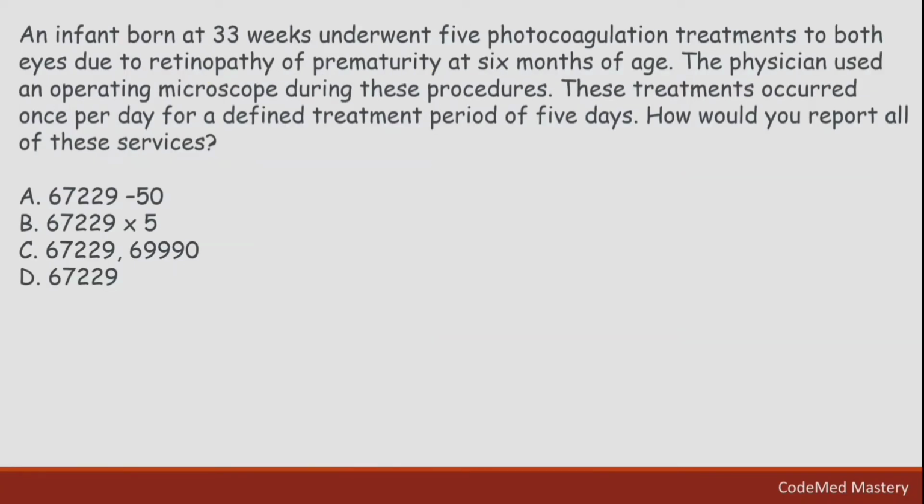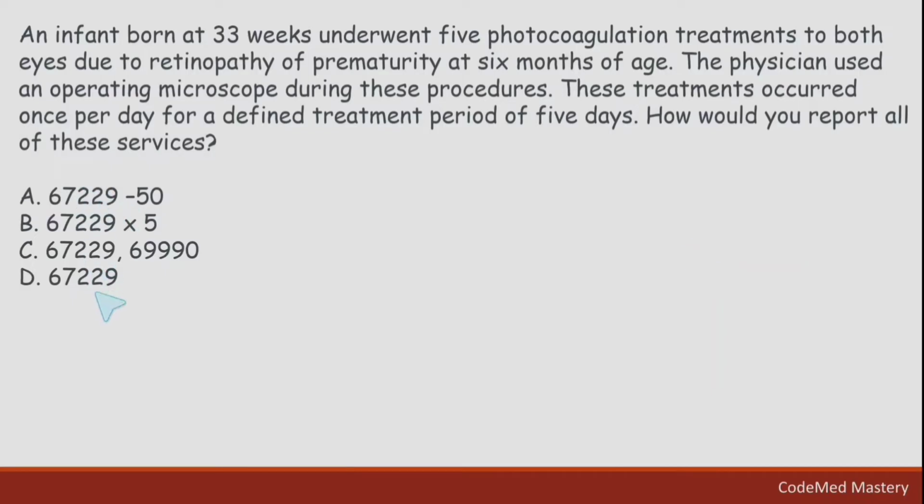Read the question. An infant born at 33 weeks underwent 5 photocoagulation treatments to both eyes due to retinopathy of prematurity at 6 months of age. The physician used an operating microscope during these procedures. These treatments occurred once per day for a defined treatment period of 5 days. How do you report all of these services?